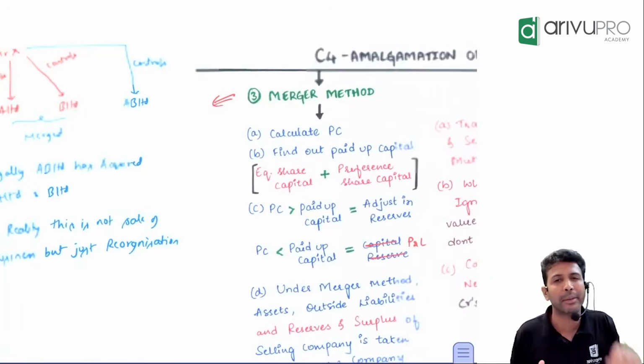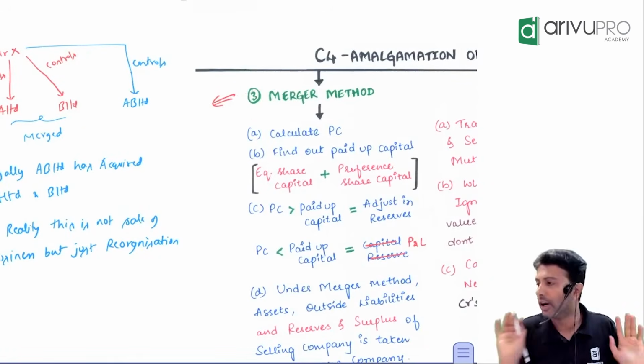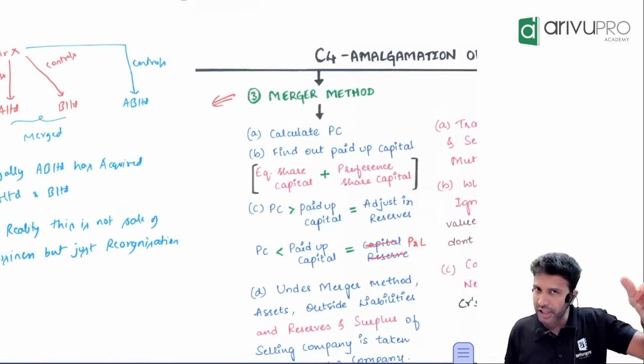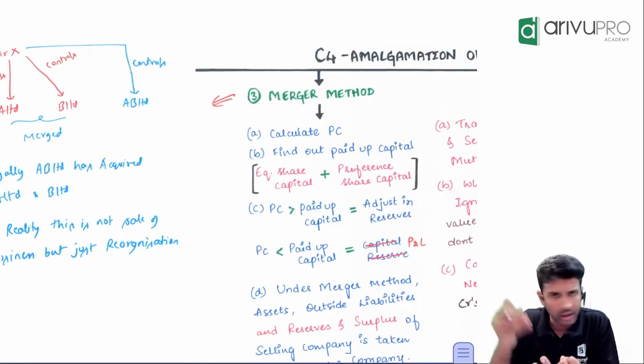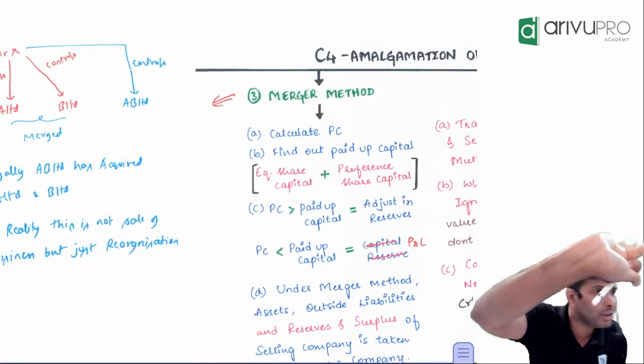Okay. Second method. What is the second method? Merger method. For merger method, whether it is purchase method or merger method, settlement value will be there.